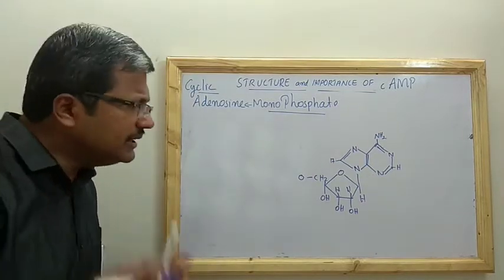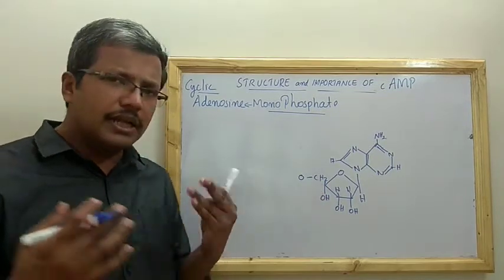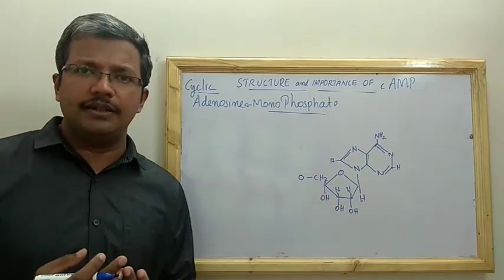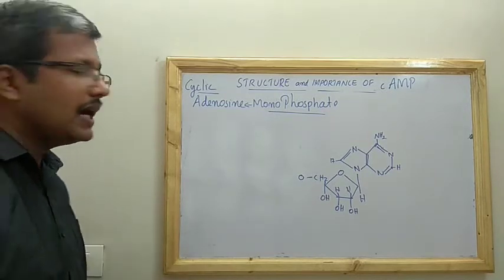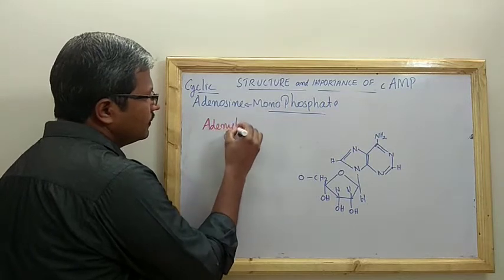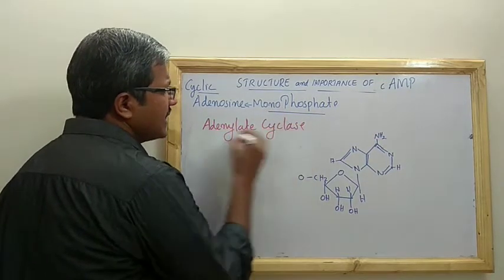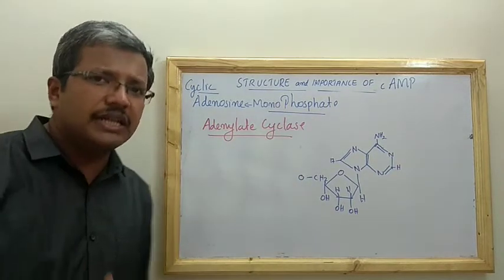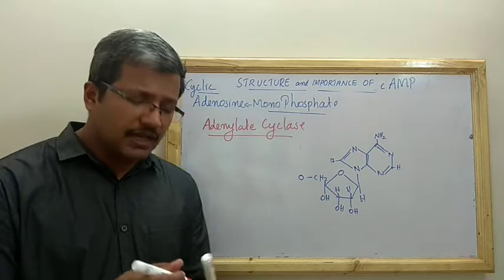Monophosphate is there. In this, monophosphate is actually joined with this particular adenosine in a cyclic manner. It is due to the activity of enzyme known as adenylate cyclase. So adenylate cyclase enzyme is actually the one which converts adenosine monophosphate into cyclic AMP. So let us see how it will be.